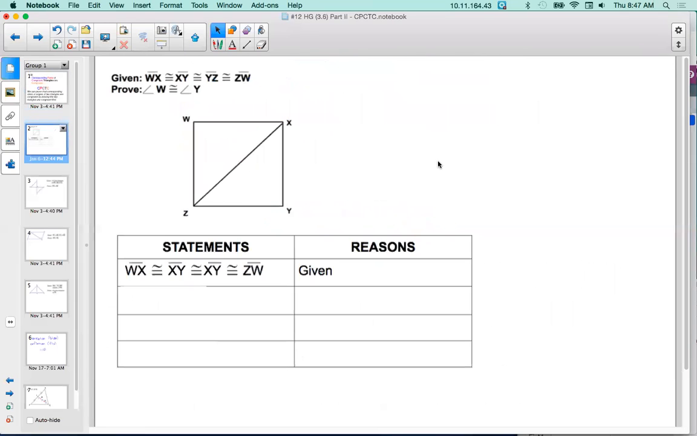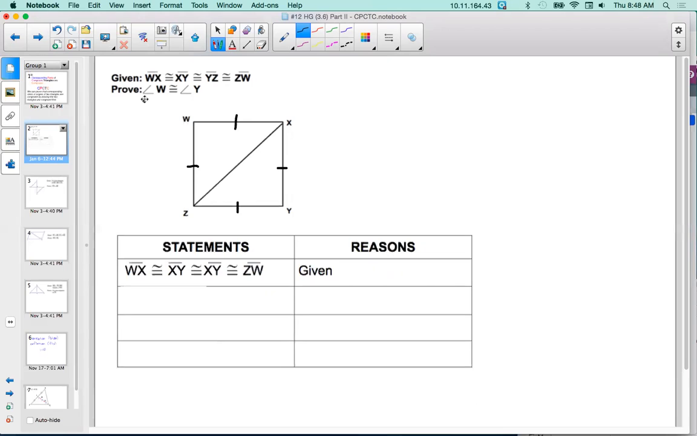All right, so here we have given information. It says side WX is congruent to side XY, which is congruent to side YZ, which is congruent to side ZW. So if I go ahead and mark these down, we're given that all 4 sides are congruent. Well, right away that tells me this is either a square or a rhombus. I'm not sure which one. It looks like a square, but I don't think I can prove that. Maybe I can. But we're not trying to prove that.